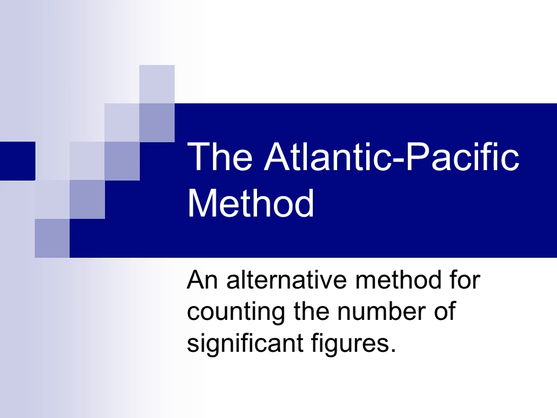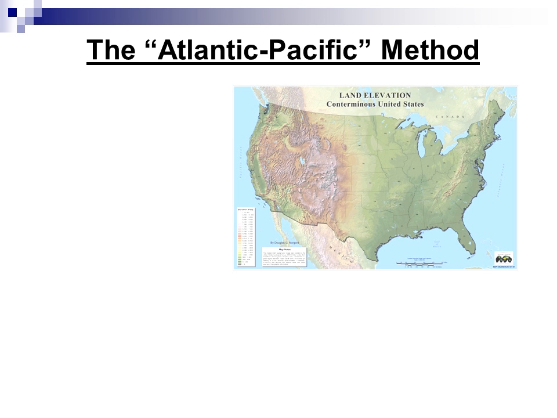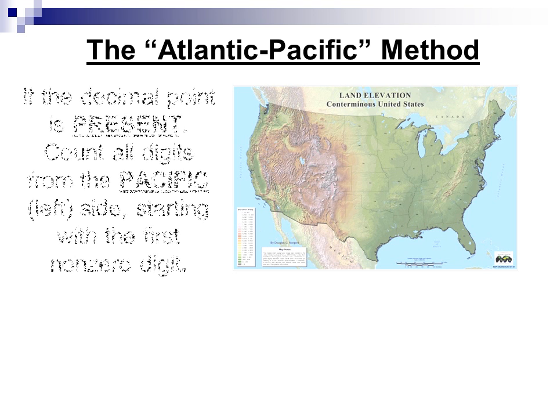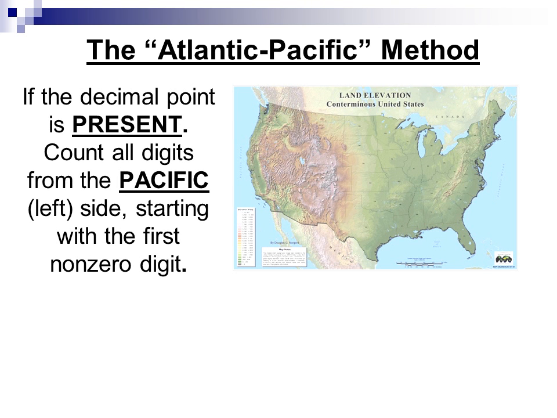An alternative method for counting the number of significant figures in a measurement is called the Atlantic-Pacific method. Instead of memorizing many rules, this method relies on only 2 rules that depend on the decimal point being present or absent. The first rule is, if the decimal point is present, count all digits from the Pacific side of the measurement, starting with the first non-zero digit.